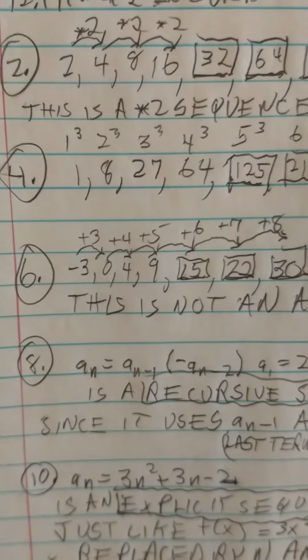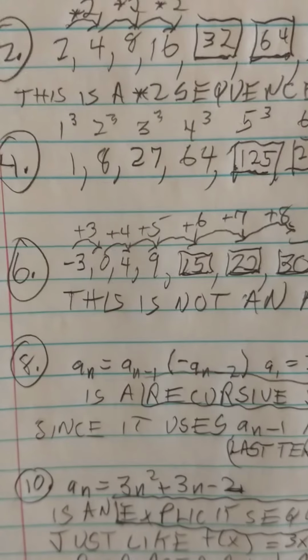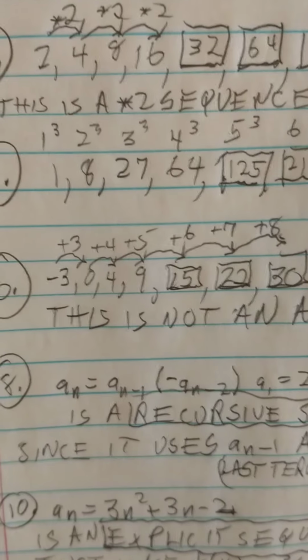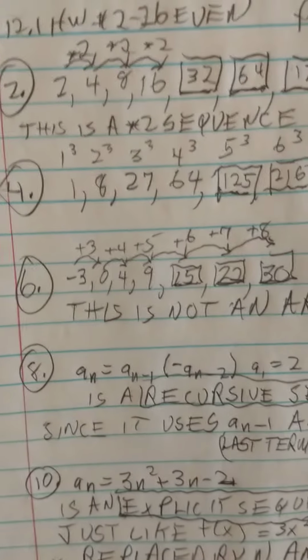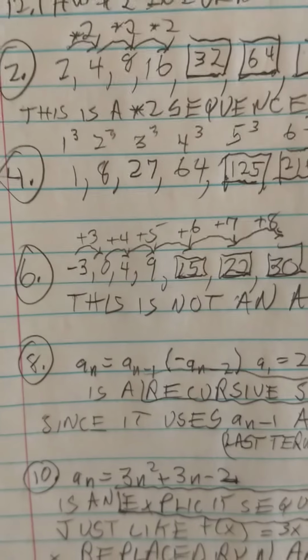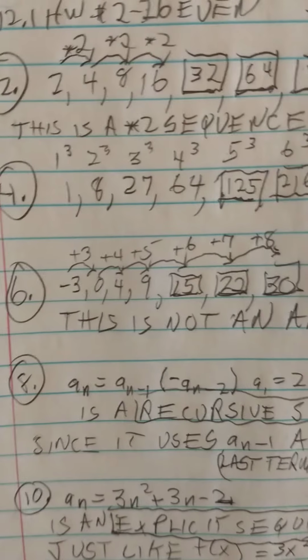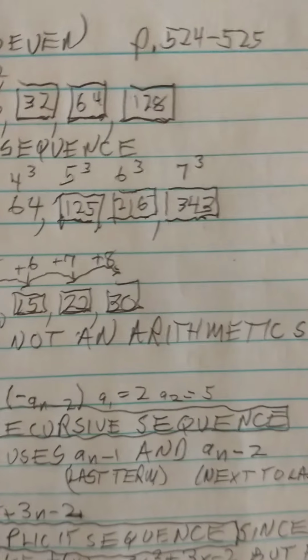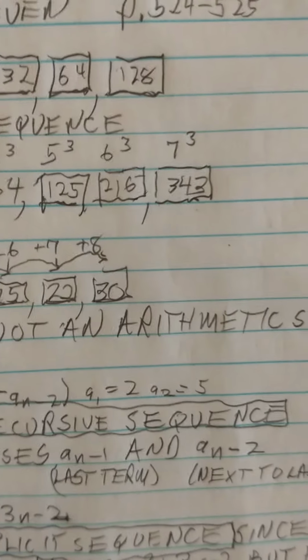So if we look at 2, 4, 8, and 16 on problem 2, we can see that we're all multiplying by 2 to get the next term. So we would multiply 16 times 2 to get 32, 32 times 2 to get 64, and 64 times 2 to get 128. Now you should be doing those on your calculator.